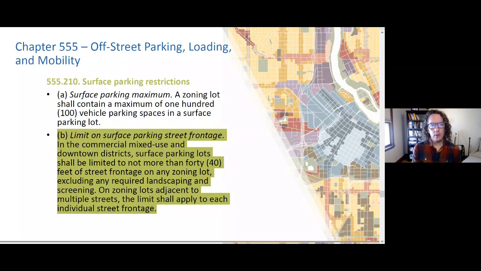I think we mentioned that the PO overlay district has been removed. This is an example of a provision that existed in the PO overlay before, limiting surface parking frontage on a street to no more than 40 feet. Again, formerly in the PO district, now it applies more broadly and is a standard that is required in all of our commercial mixed use districts and downtown districts. So not a new one, but just a different geographic application. Next slide, please.